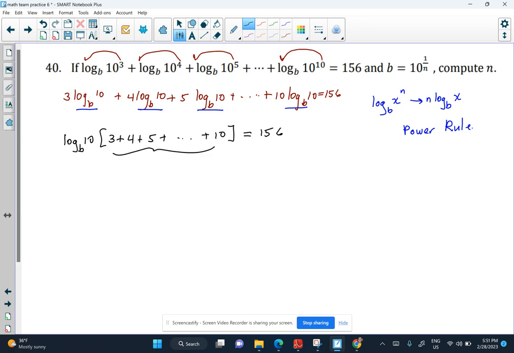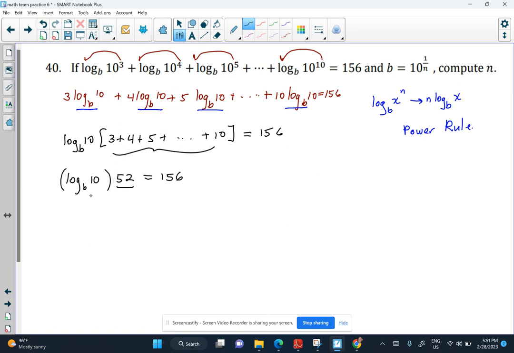Well, I'm no fool. I can just type that into the calculator. So I can type in 3 plus 4 plus 5 plus 6 plus 7 plus 8 plus 9 plus 10. And if you do that, you get a sum of 52, and that's equal to 156. It's starting to look pretty nice here. So then I say, well, now what?